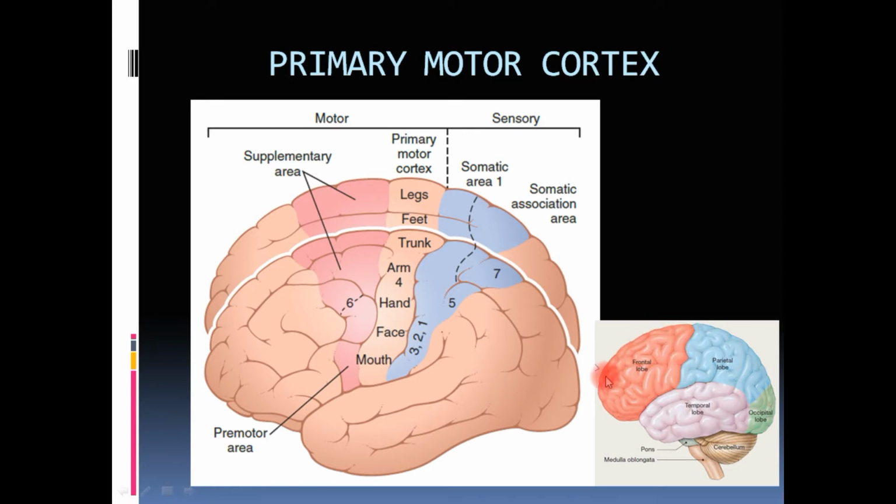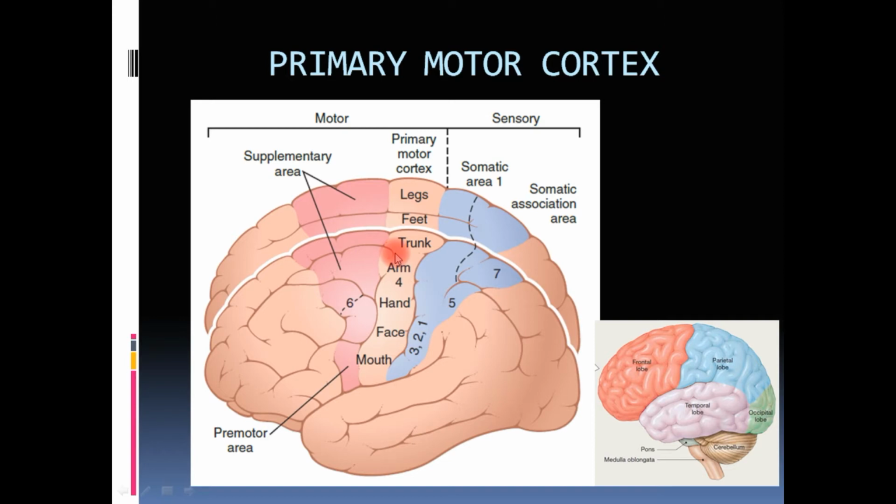Anterior to the central sulcus lies the frontal lobe, and the posterior one third of this frontal lobe consists of the motor cortex. So, anterior to the central sulcus is the frontal lobe, and the posterior one third part of the frontal lobe comprises the motor cortex. You can see both sides of the motor cortex, the left side and the right side.